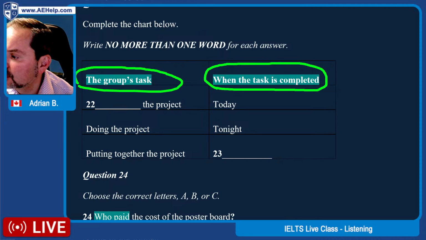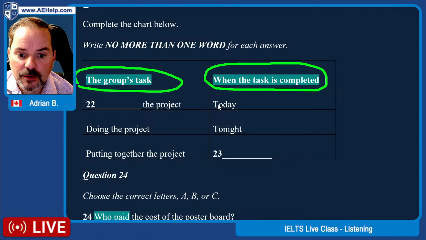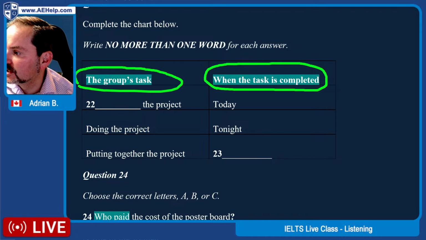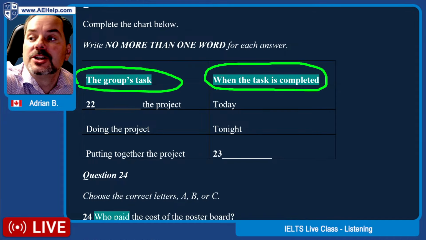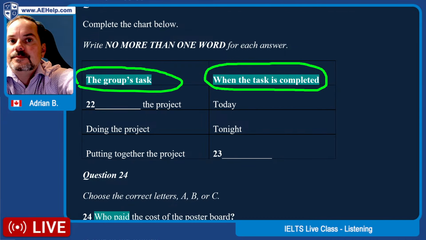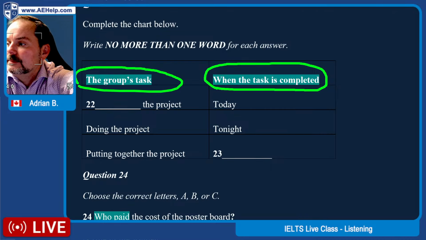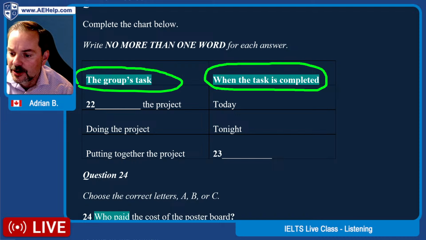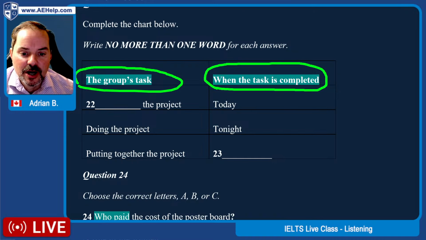What's going on today with the project, students? What's going on today with the project? What are they doing? Anybody get that one? Ariadna got it. Ariadna says they're planning the project today.